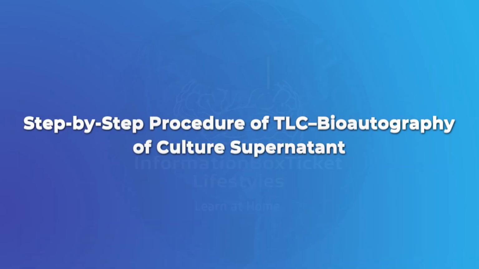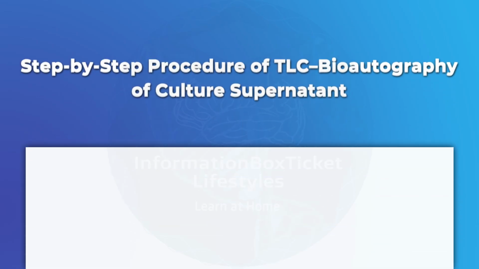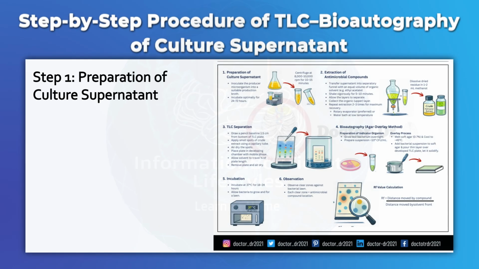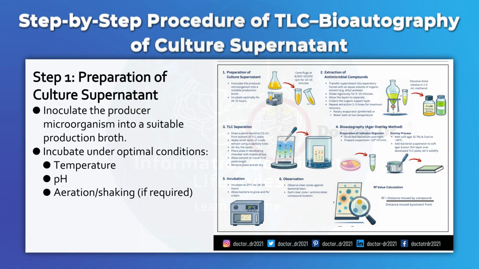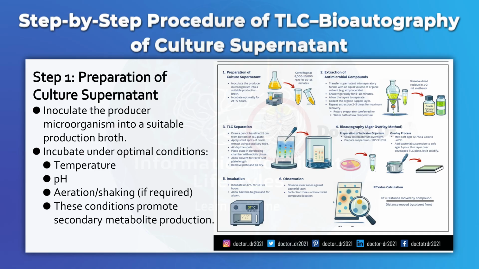Step-by-step procedure of TLC bioautography of culture supernatant. Step 1. Preparation of culture supernatant. Inoculate the producer microorganism into a suitable production broth. Incubate under optimal conditions: temperature, pH, aeration/shaking, if required. These conditions promote secondary metabolite production.